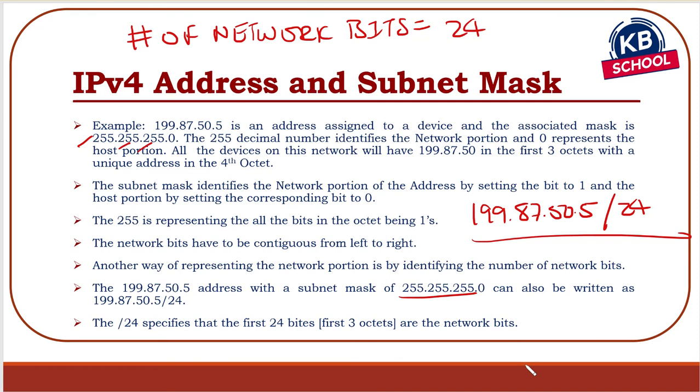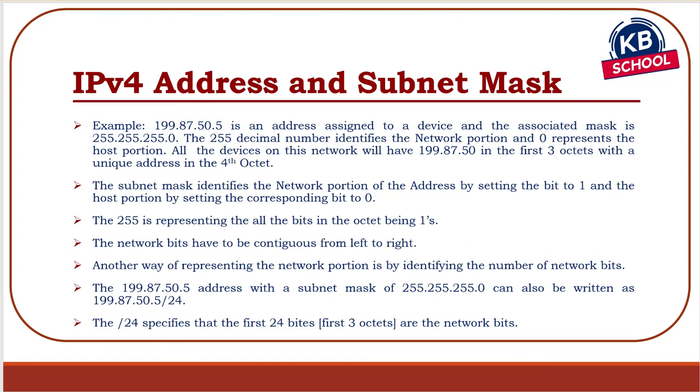That tells the computer, the PC, or the device that the first 24 bits, meaning the first 3 octets over here, 199.87.50, represent the network, and 5 is the unique host address of that device. So all the different devices on my network will have the first 3 octets like that. So /24 specifies the first 24 bits, not bytes. The first 3 octets are the network bits, and 0 represents the host portion.